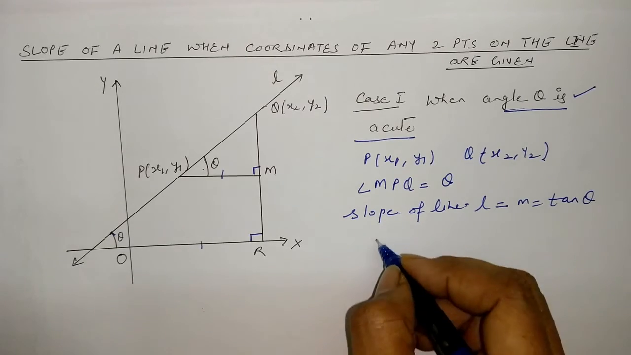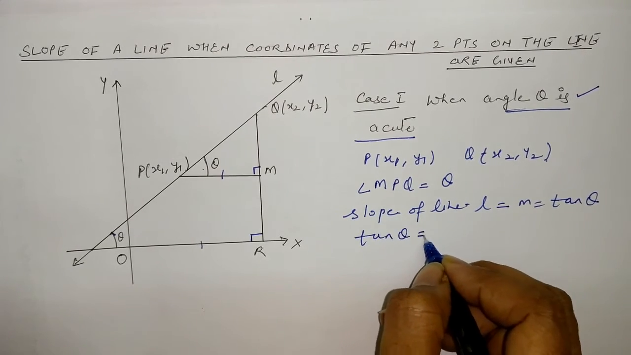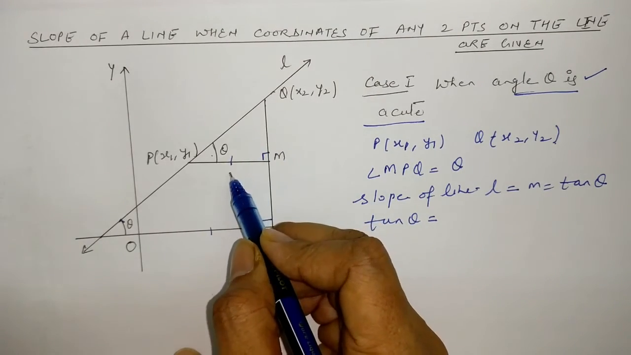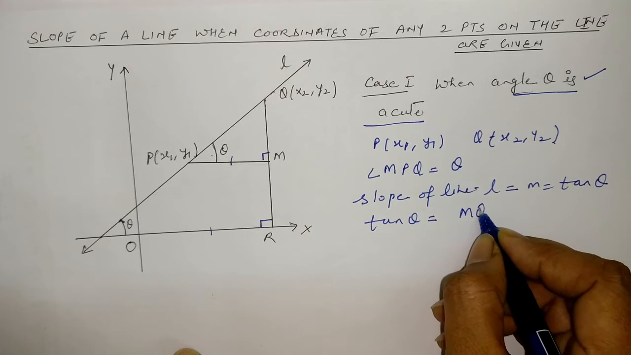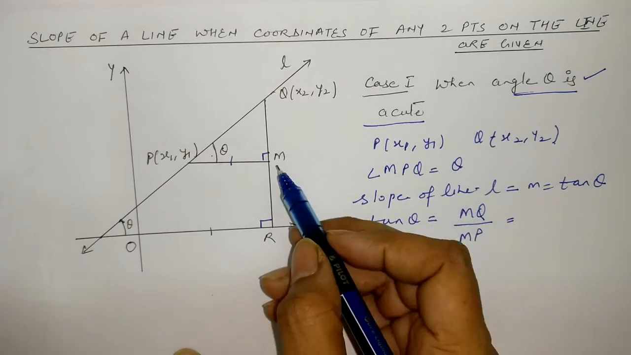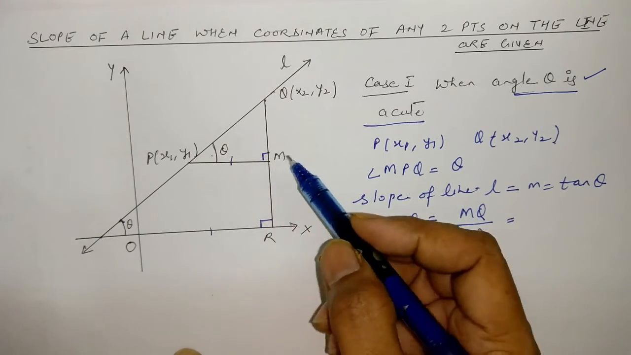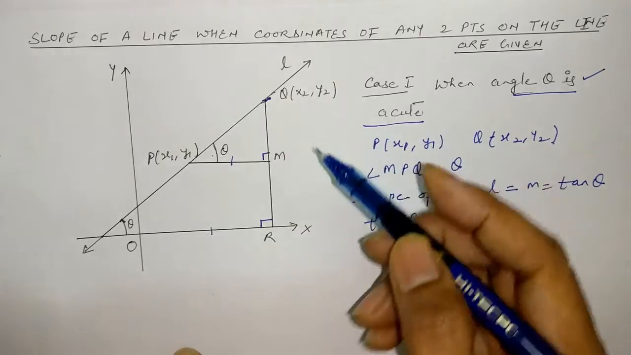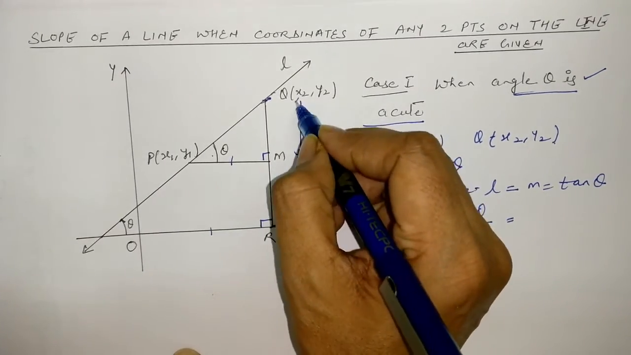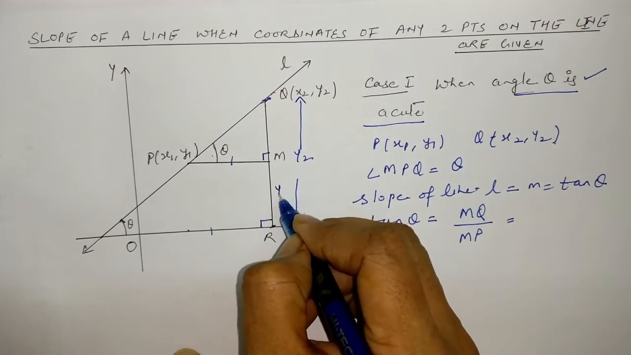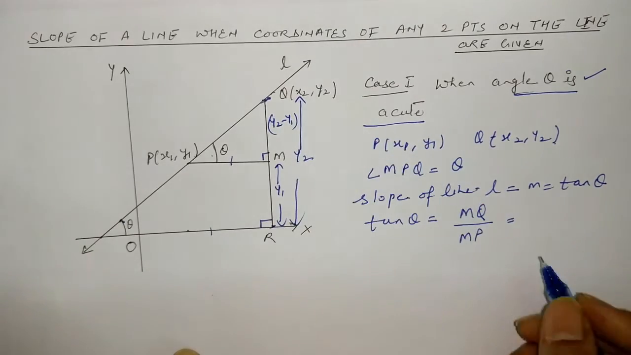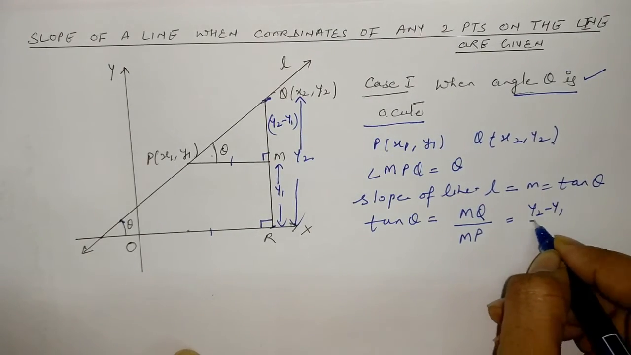This is called tangent of theta. If you recall the definition of tangent which we studied in class 10th, tan theta is perpendicular upon base, that is MQ upon MP. Now how will you find MQ? If you see the total distance from here to here, this is y2. This much distance is y1. So this will be y2 minus y1.